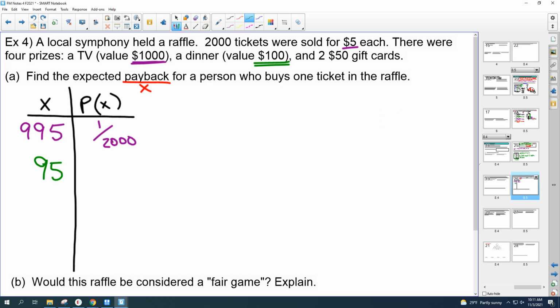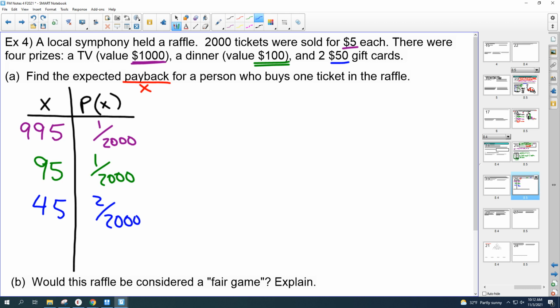And since there's only one winning ticket, that probability of winning the dinner is 1 out of 2,000. You can do decimals if you want, but it's probably easier to use fractions. So next we talk about the $50 gift cards. What's the payback? The payback is 45. And this one, the probability would be 2 out of 2,000. Okay, and so here's where we account for the fact that there are 2 gift cards.